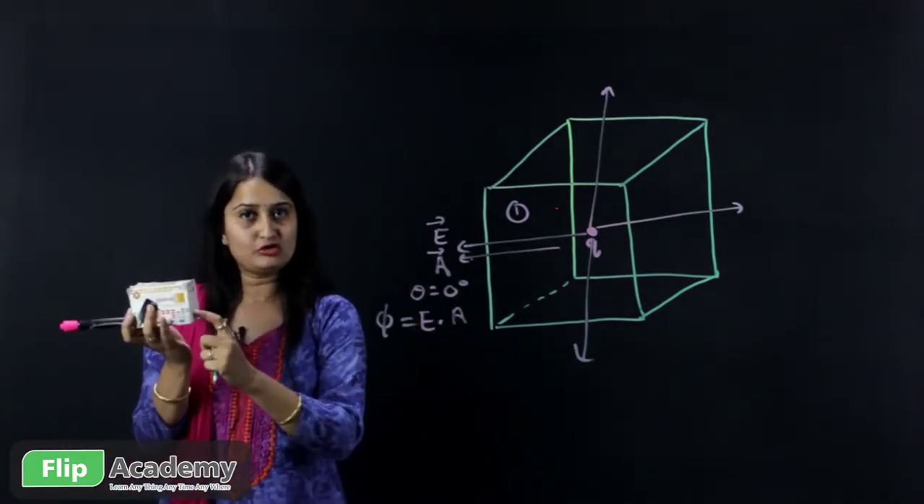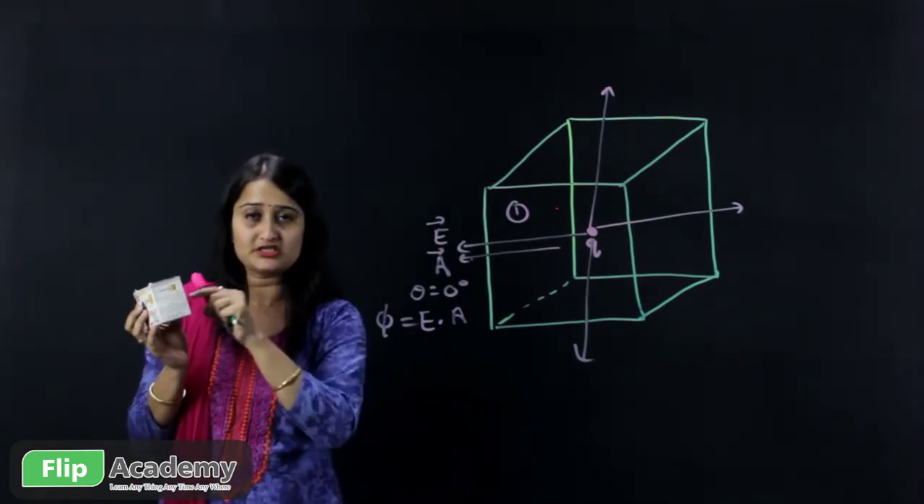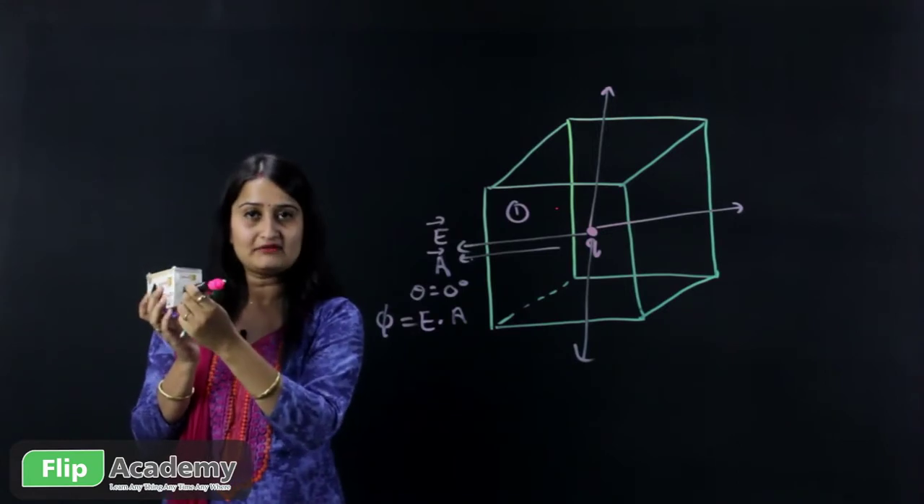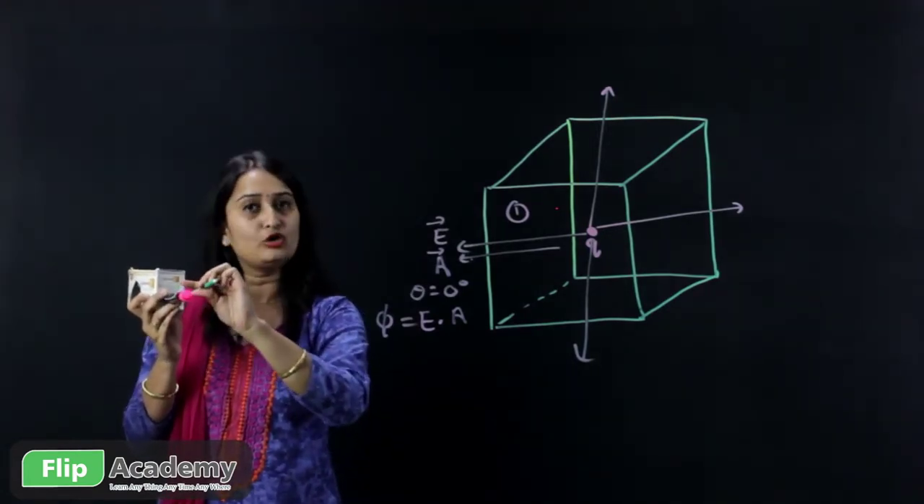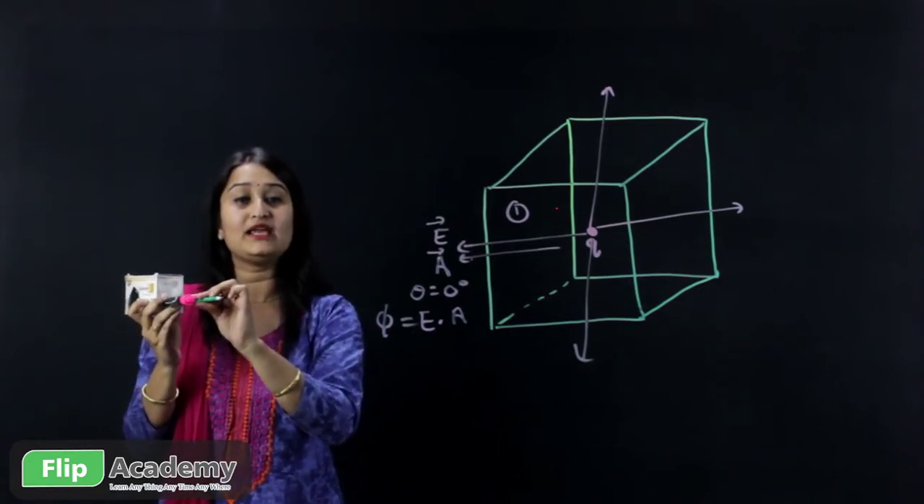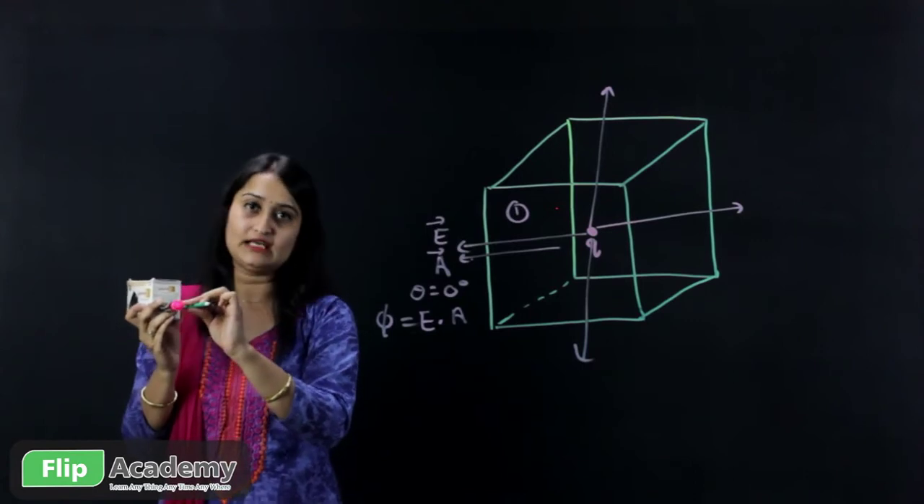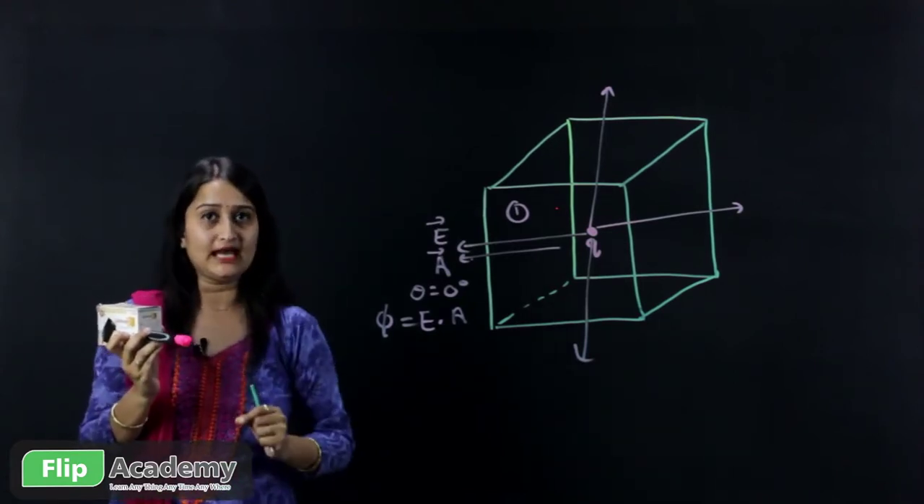Similarly, this side, if you consider, in this condition also the electric field is coming out because the charge is inside. So the electric field vector is coming out. Where is the area vector? The area vector is again out of the plane, that is perpendicular to the plane. What is the angle between the two? The angle between the two is 0 degree. Again for the second surface also the flux is E dot A.